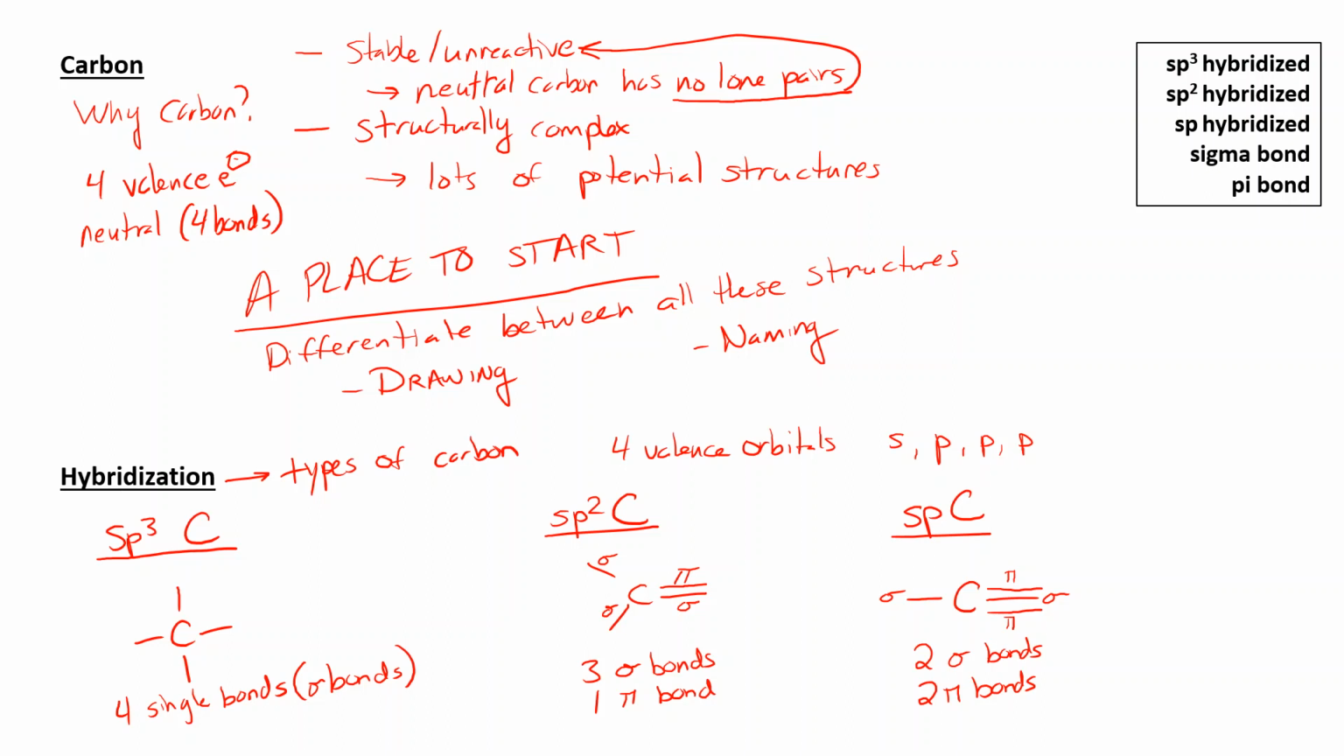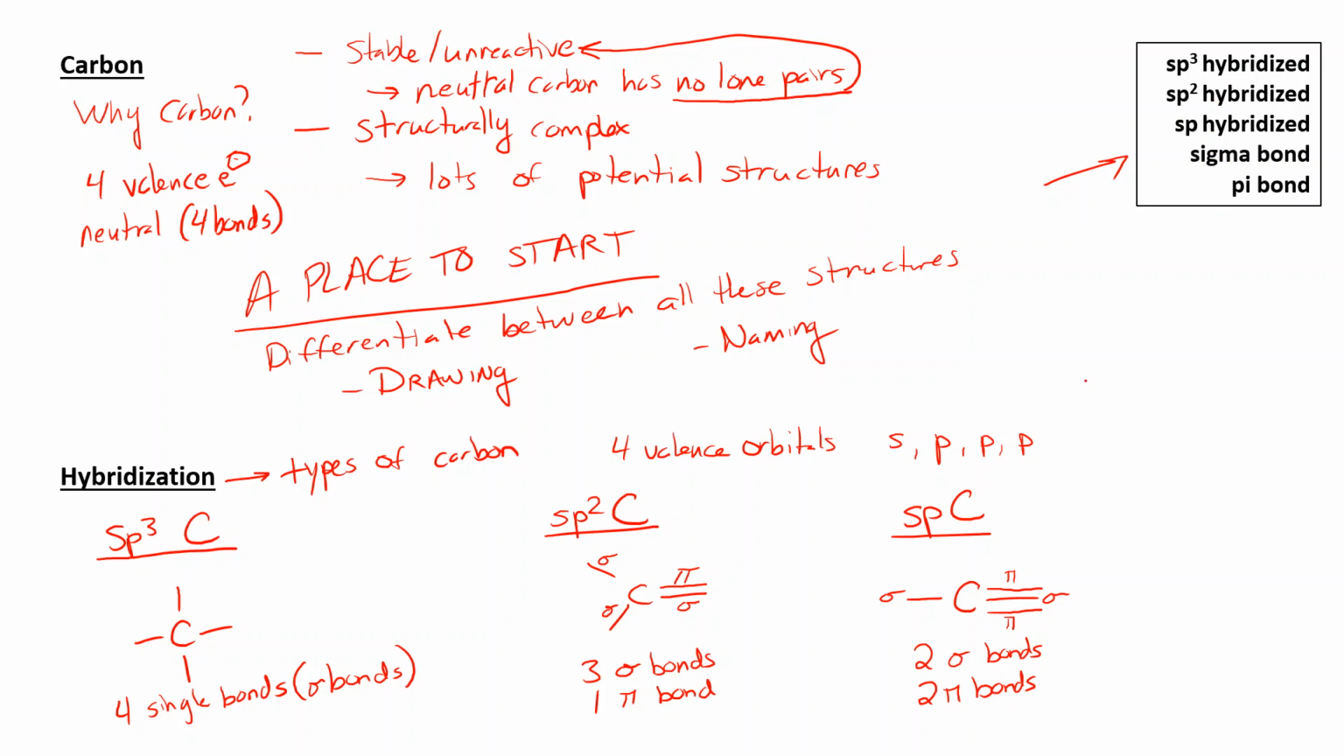Right? So we have our list of kind of new vocabulary terms up here. We have sp3, sp2, sp, we have sigma bond and pi bond. All of these are concepts that you may or may not have seen before, but things that are going to be really important that are going to come up over and over again, right?